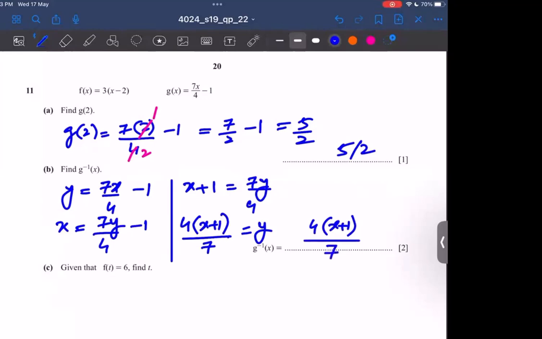This is G inverse. It depends on you if you multiply this 4 with the x plus 1. It totally depends on you. Just simplify it, okay? 4x plus 4 upon 7. This is going to be your answer.